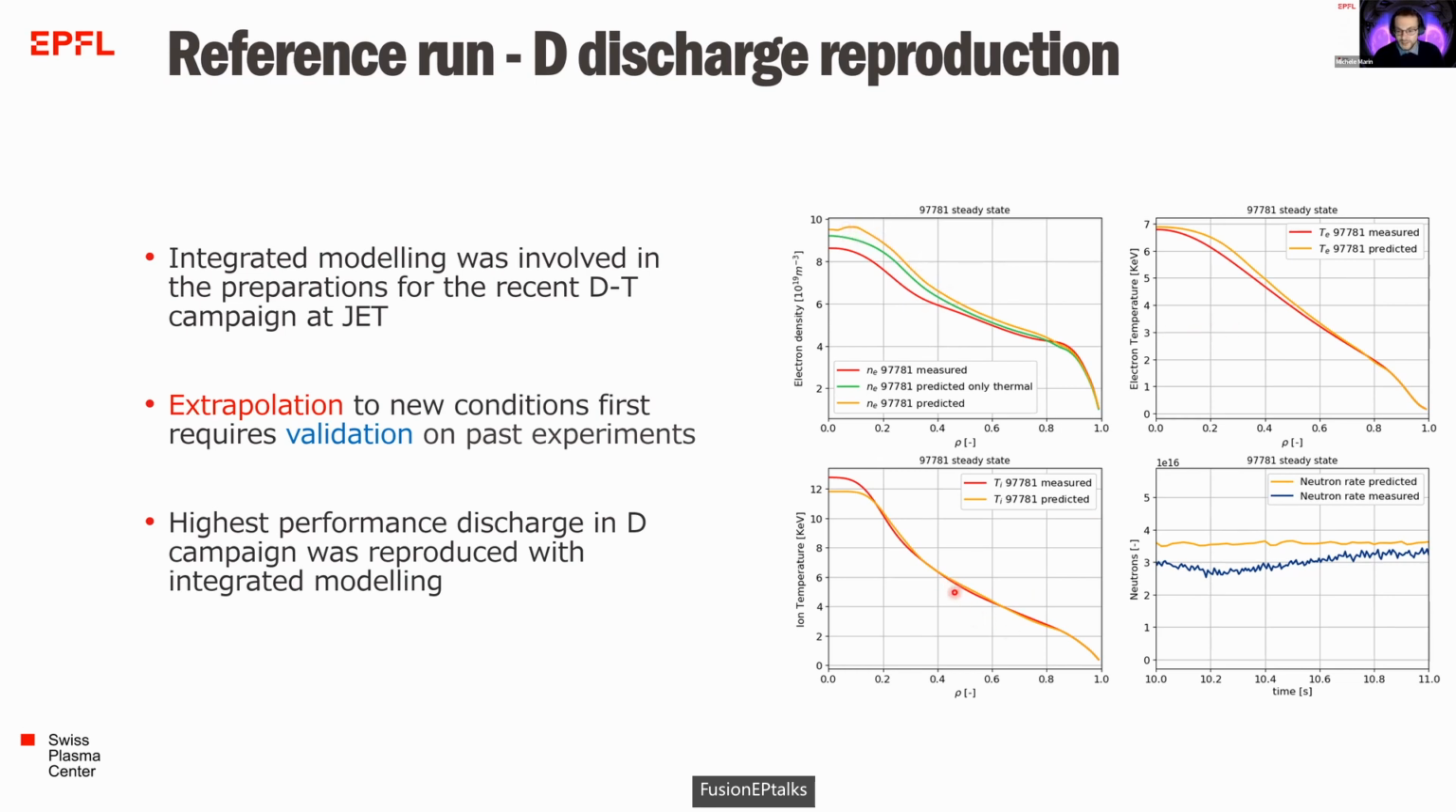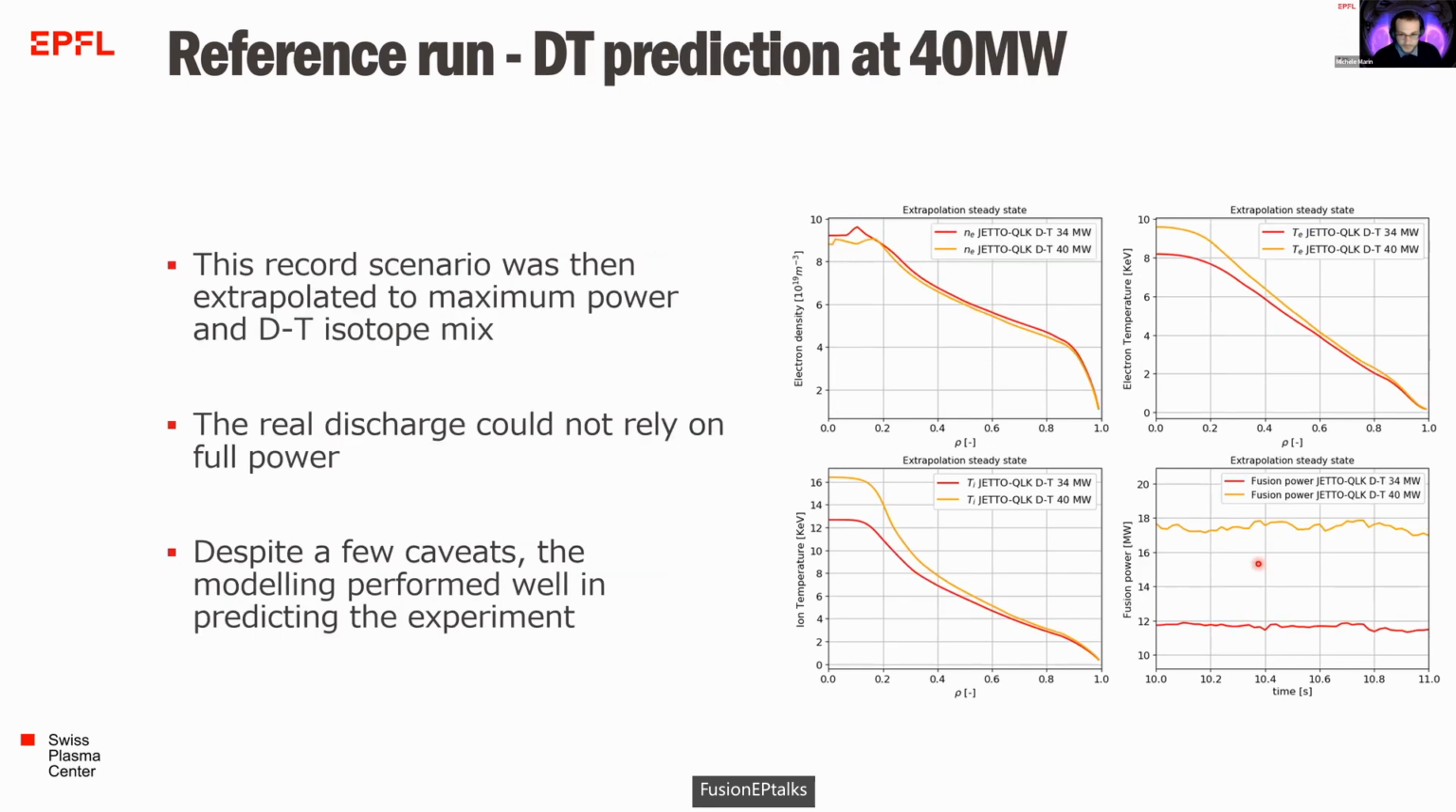You can see the ion temperature is very well captured, and the electron density is slightly overestimated. This translates into a slightly higher predicted neutron rate. But now we know that the modeling, maybe a little bit overestimated, can reproduce these discharges fairly well. And then we can try to predict their equivalent in deuterium-tritium with higher power. So this is the result of that kind of modeling.